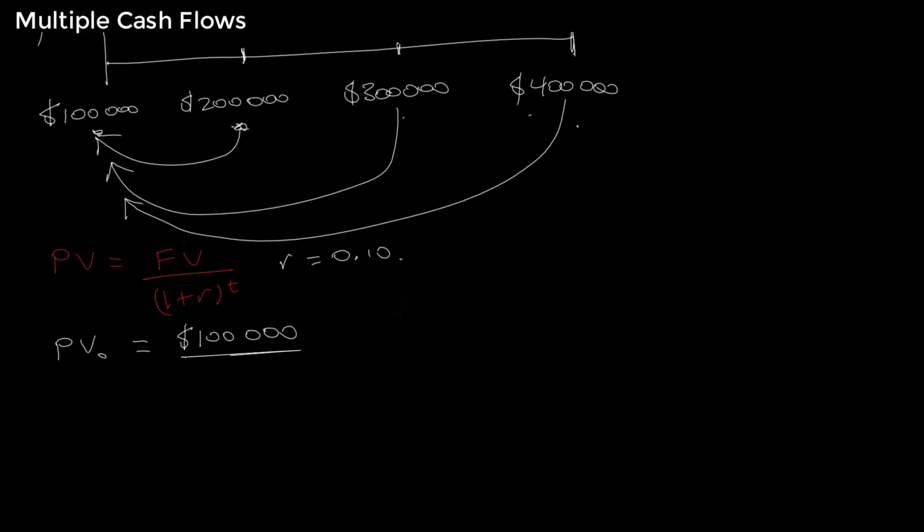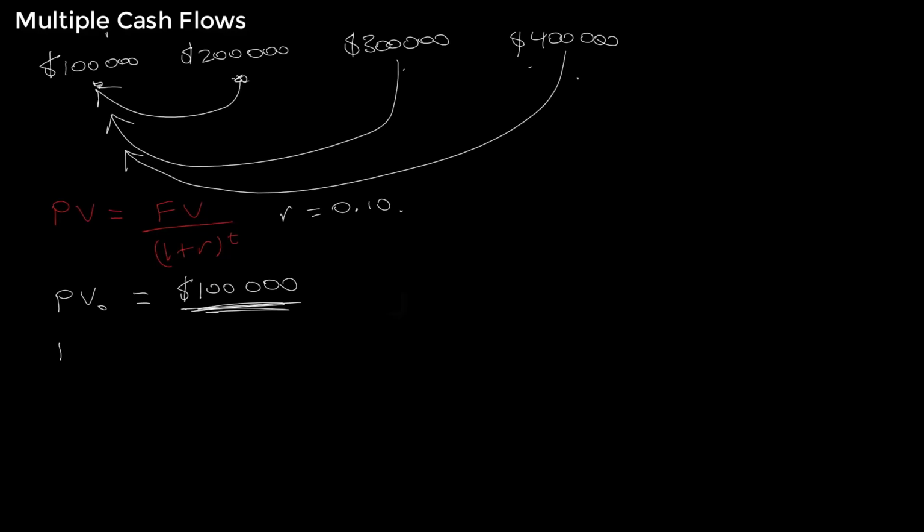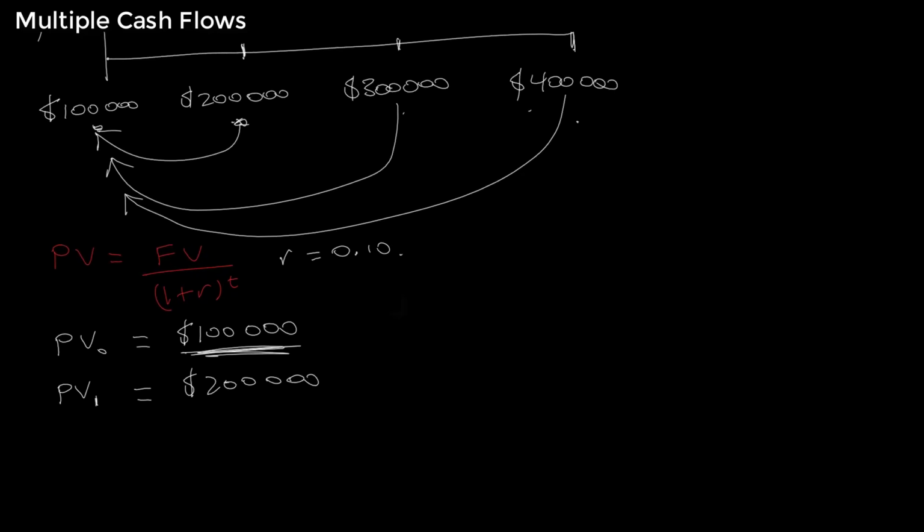So the present value of our very first cash flow is quite easy. It's just $100,000. The present value of our cash flow received in year 1 is equal to $200,000, so that's the future value amount that we received in year 1, divided by 1 plus the interest rate of 0.10, bracket, taken to the power of 1. And it's taken to the power of 1 because you need to discount it back 1 year.